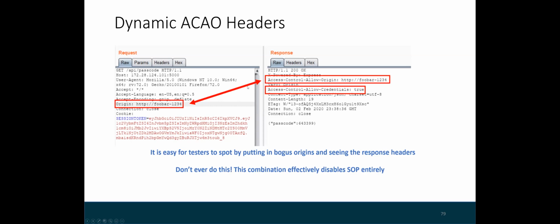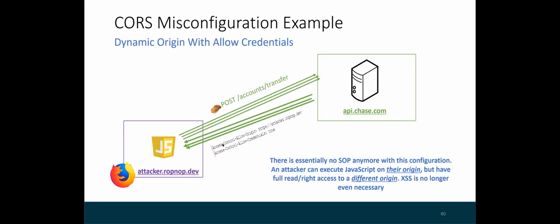What this essentially does is take the entire beautiful same origin policy that the browser team spent years developing and perfecting and just throws it out the window. You disable same origin policy if you do it this way. Because now that worst case scenario I talked about, malicious JavaScript that can just talk to my Chase account and transfer all my money, is possible, because the origin's set dynamically and we essentially have full read and write access to a different origin. In this case, cross-site scripting isn't even necessary anymore. Our JavaScript has full control over our API because we have misconfigured CORS and we've disabled same origin policy.